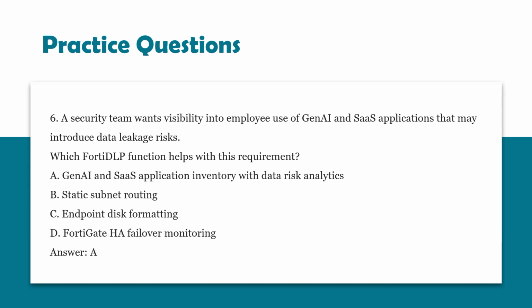6. A security team wants visibility into employee use of Gen AI and SaaS applications that may introduce data leakage risks. Which FortiDLP function helps with this requirement? A. Gen AI and SaaS application inventory with data risk analytics. B. Static subnet routing. C. Endpoint disk formatting. D. FortiGate HA failover monitoring. Answer: A.